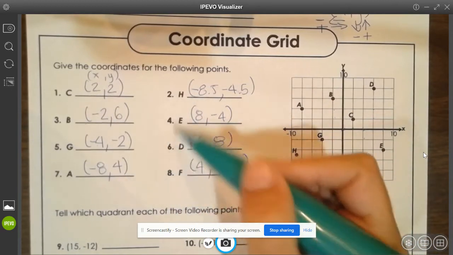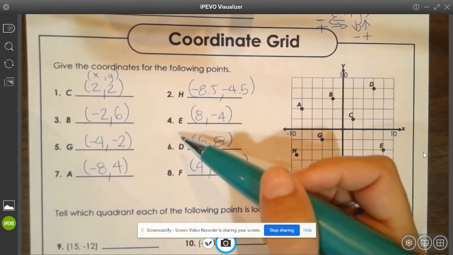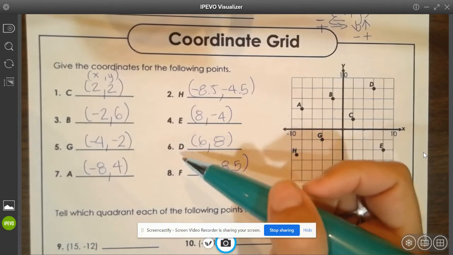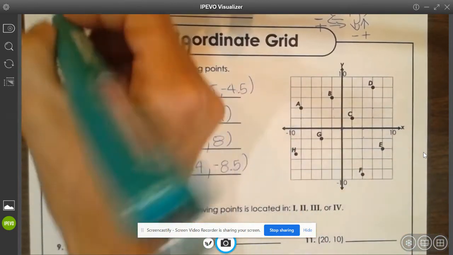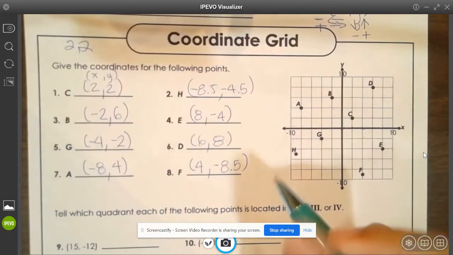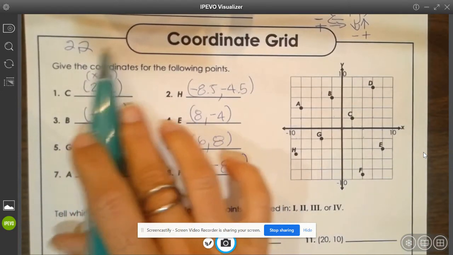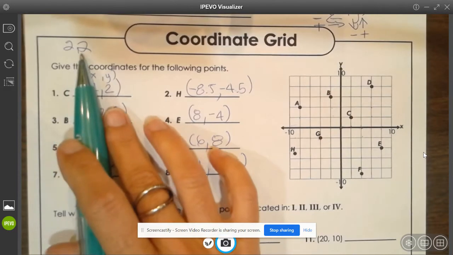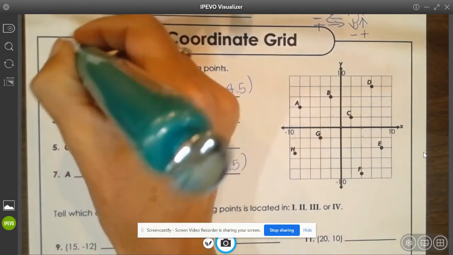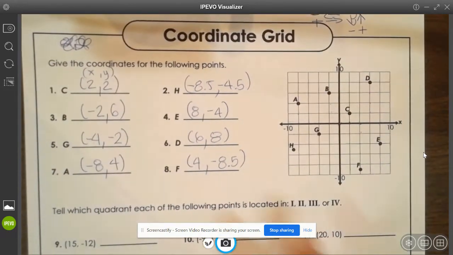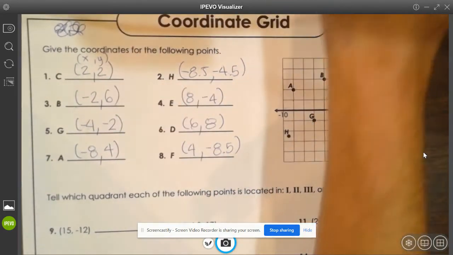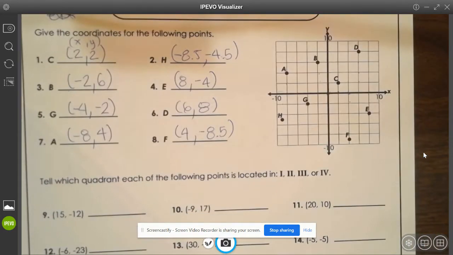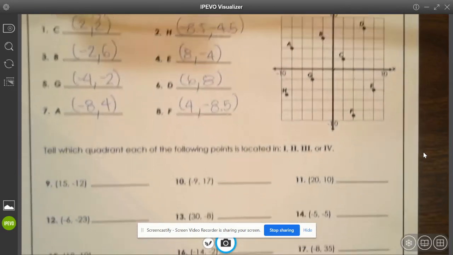Another thing that you have to remember here is to use parentheses when you're naming points, because it is a location. If you just put numbers like 2, 2, you are just saying numbers. You're not telling me that it's a location. So I will send it back to you and ask you to use parentheses. Just as simple as that. That's the right way to name coordinates. All right, let's keep going.